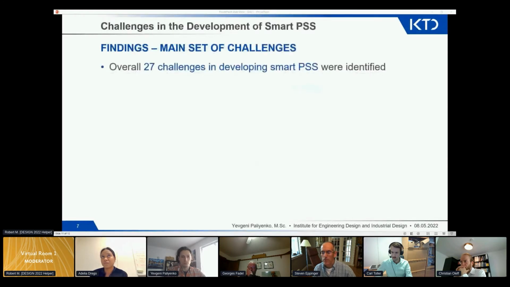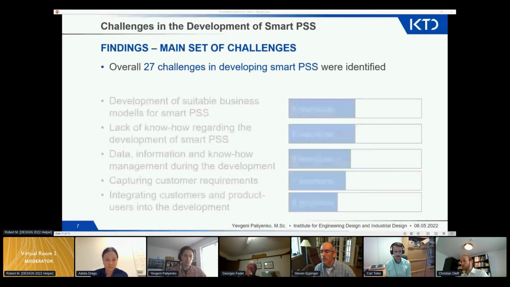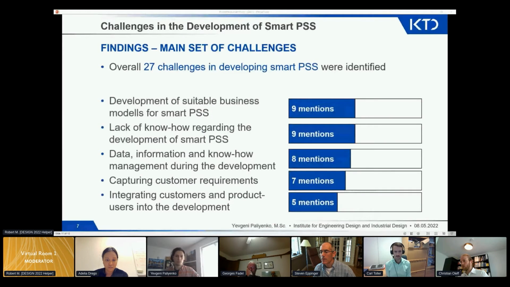In accordance to our research questions, our findings can be split up in two sections. First, the challenges in the development of smart PSS, and secondly, the areas for requested support. Overall, we are able to identify 27 challenges in developing smart PSS. But let's take a closer look at the main set of challenges. The most mentioned were the development of suitable business models and the lack of know-how regarding the development of smart PSS.